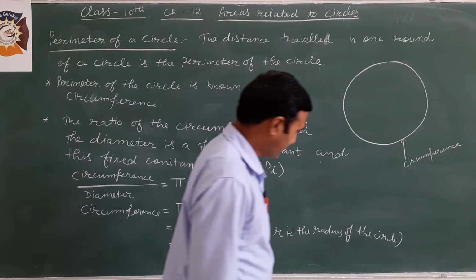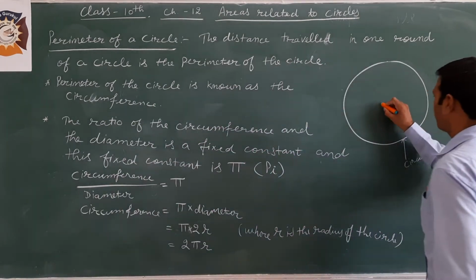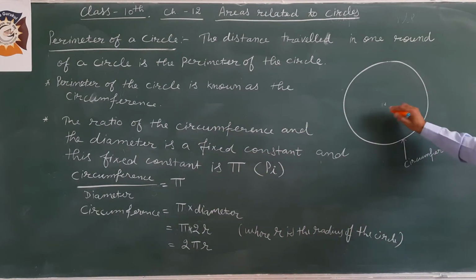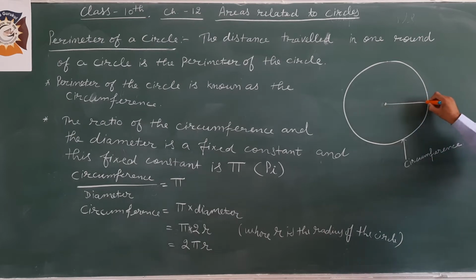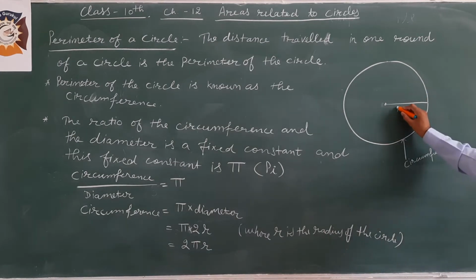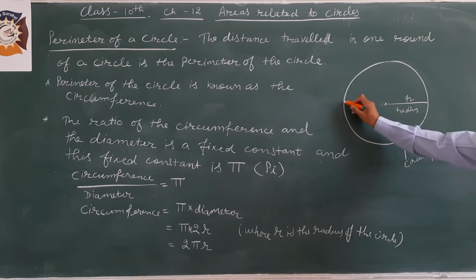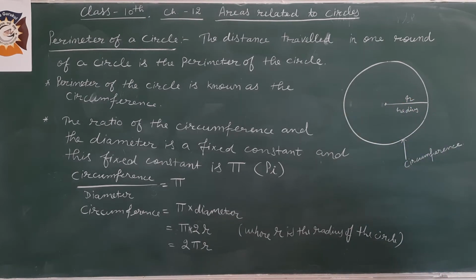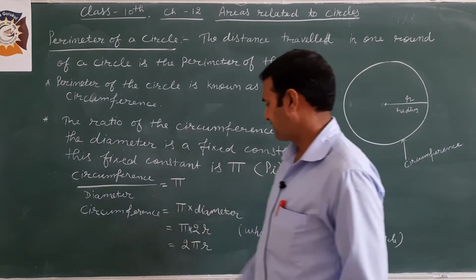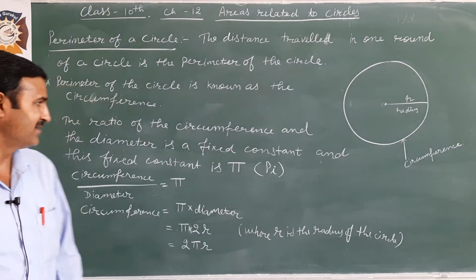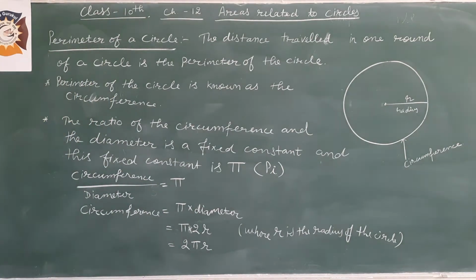You know what is the radius of the circle? The line segment joining the center to any point of the circumference. This is the radius. And if this radius is equal to r, then the diameter is 2r. If I complete this, then that is the diameter. So the length of the diameter is 2r, and pi multiplied by 2r is 2 pi r. This is clear.